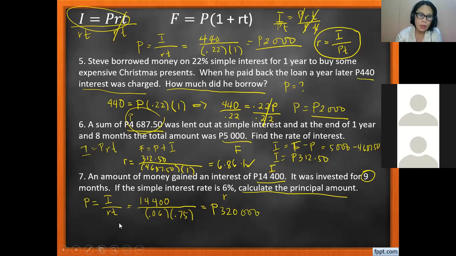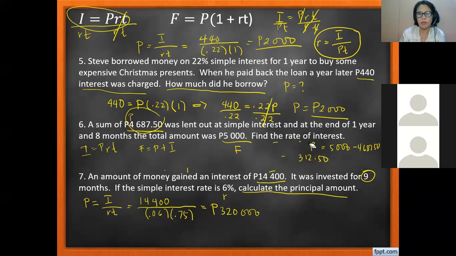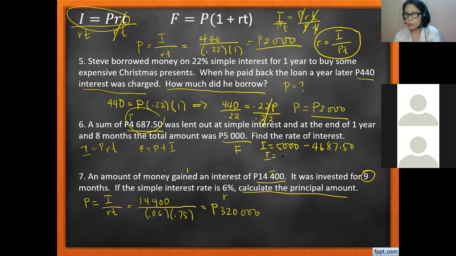Okay, going back to number 6, I'm sorry. So, let me erase this part. Erase, erase, erase. But really, the interest is 312. So I equals 5,000 minus 4687.5. So I is again 312.5.